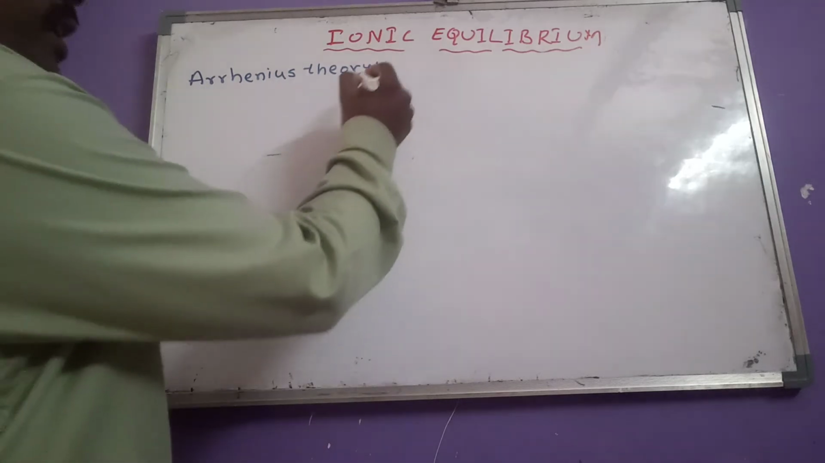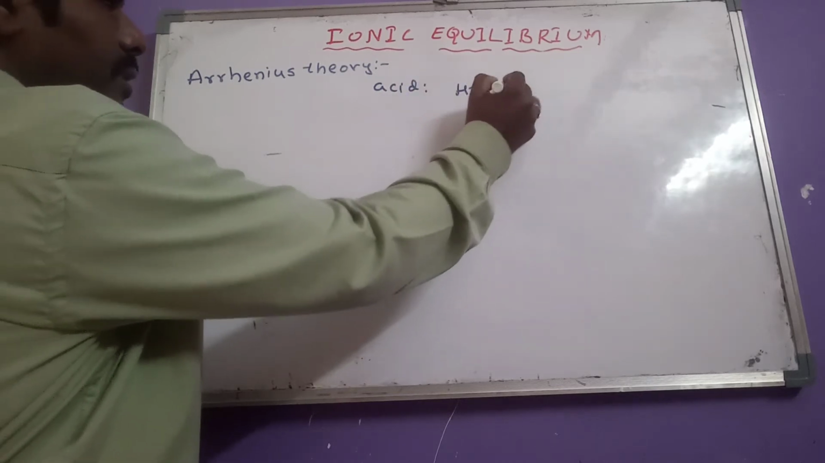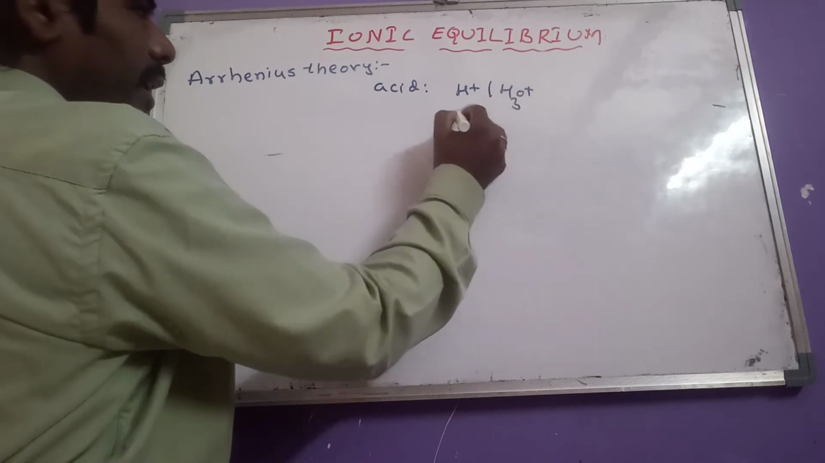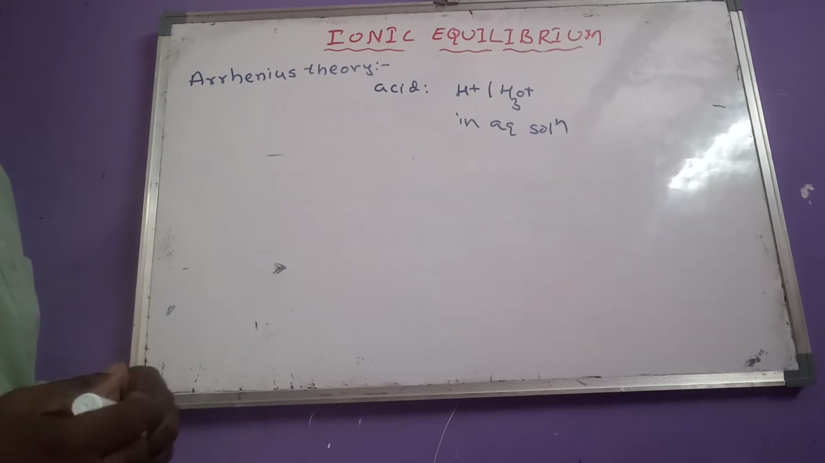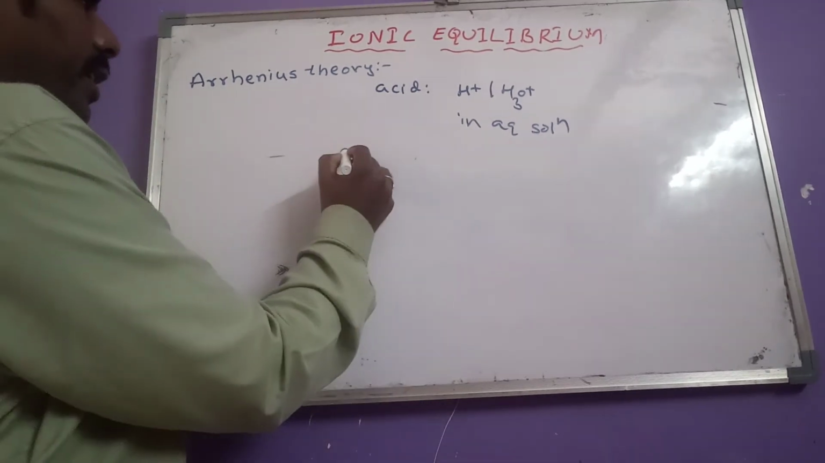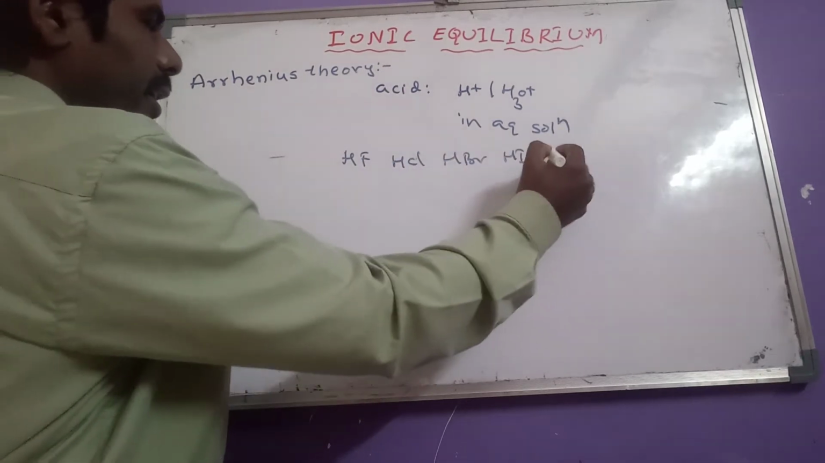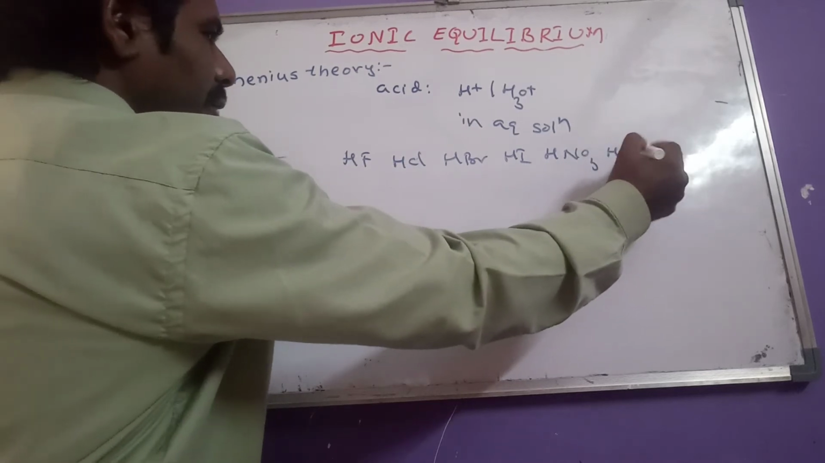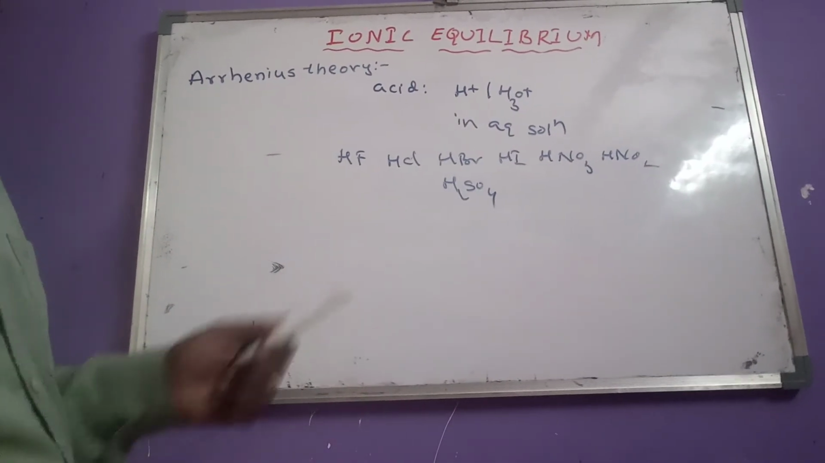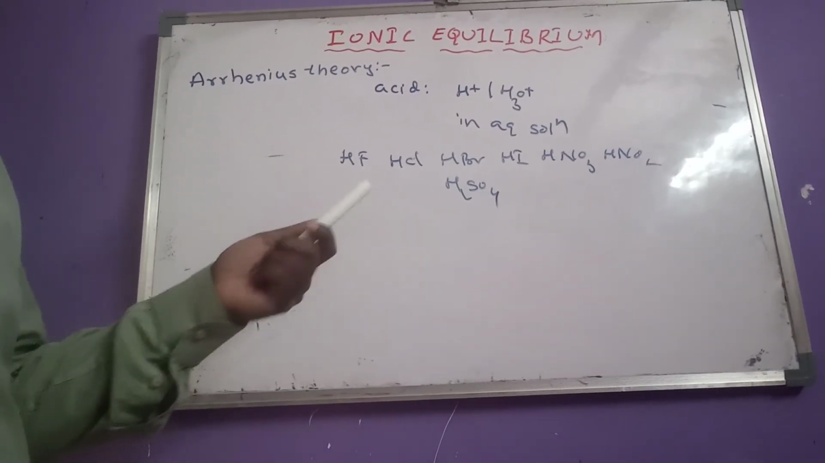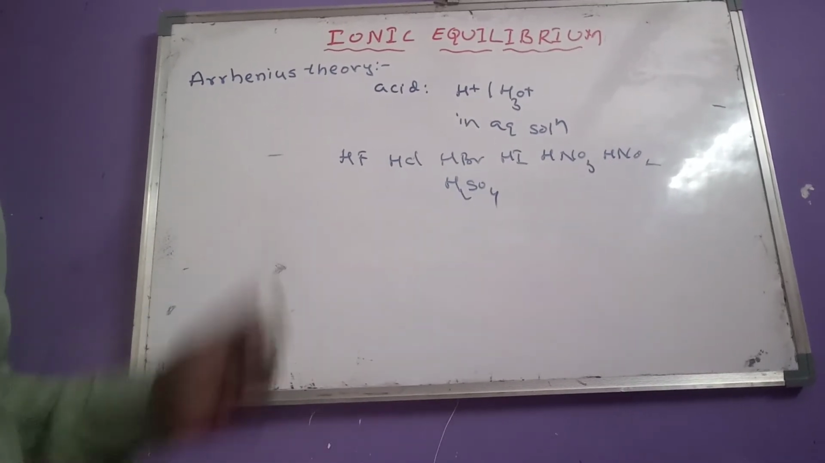According to Arrhenius theory, the substance which produces H plus ions or hydronium ion in aqueous solutions is said to be an acid. Examples are HF, HCl, HBr, HI, HNO3, HNO2, H2SO4, like that. So the substance which produces hydronium ion in aqueous solutions is said to be an acid according to Arrhenius.